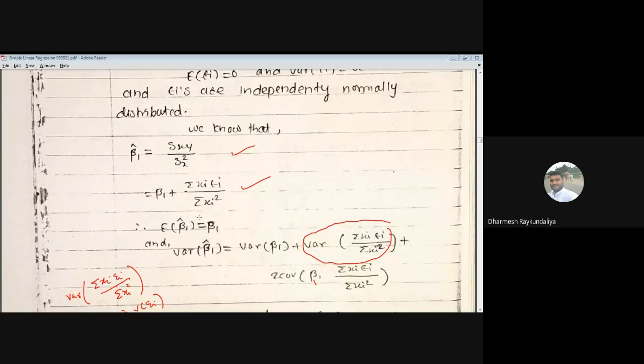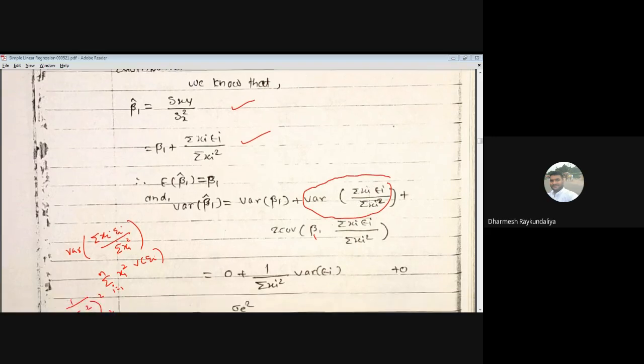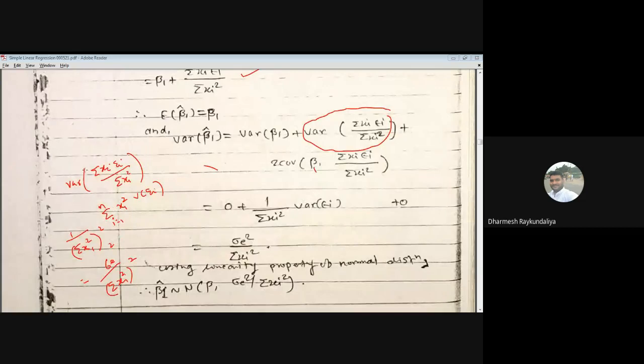Variance of beta 1 cap is variance of beta 1 plus variance of this quantity plus twice the covariance between beta 1 and the summation term. But variance of beta 1 is 0. Covariance between beta 1 and this part is also 0. So finally, what remains is the variance of this quantity, variance of summation xi epsilon i divided by summation of xi square.